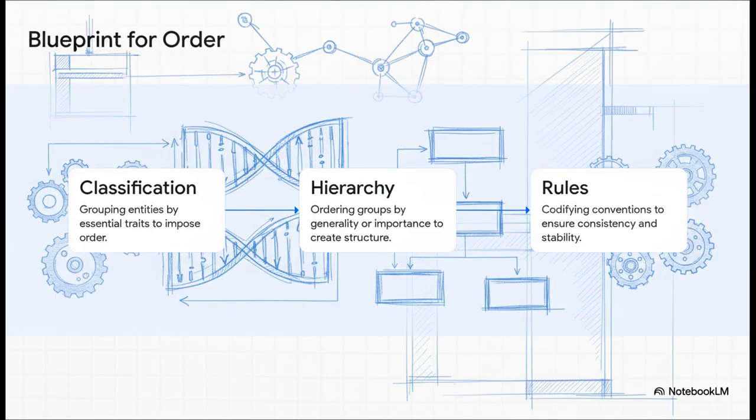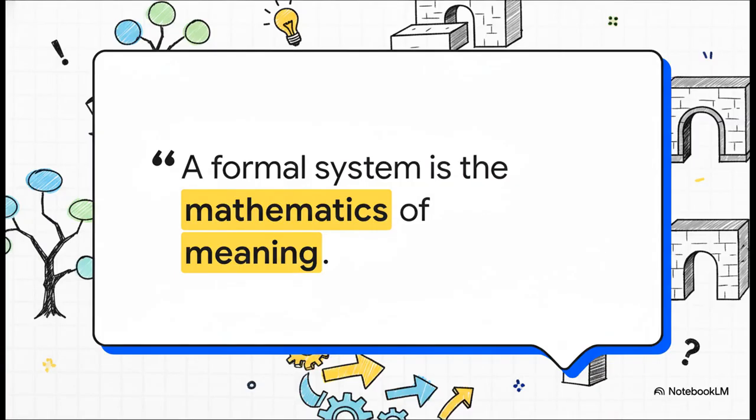First, we classify. We take all the stuff we want to name and we start grouping similar things together. Then, we create a hierarchy. We arrange those groups, maybe from the most general to the most specific. That gives the system a real backbone. And finally, we set up rules, which is like the grammar of the system, to make sure everyone uses it the same way so it stays consistent. I absolutely love this metaphor. A formal system of naming is like math, but for meaning.